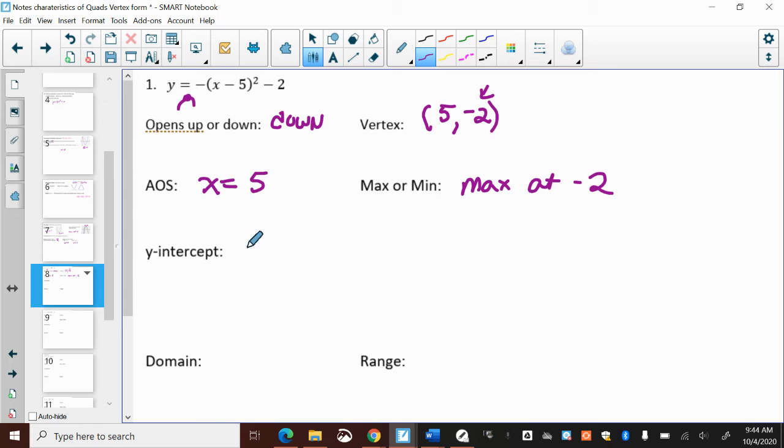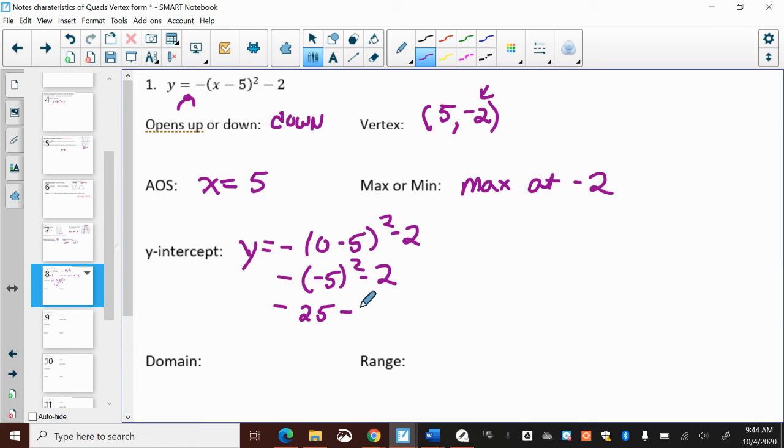To find your y-intercept, you're going to plug in 0 wherever you see an x, and then solve. That's going to leave you with -5 squared minus 2, which is minus 25 minus 2. So y is going to equal -27, and we're going to write our y-intercept, showing that we plug 0 in for x. But I'll take either here for this.